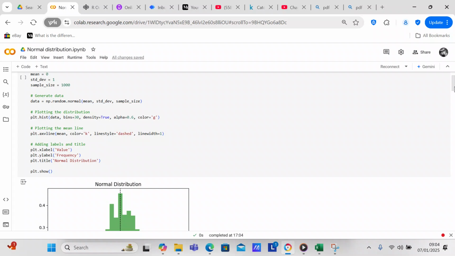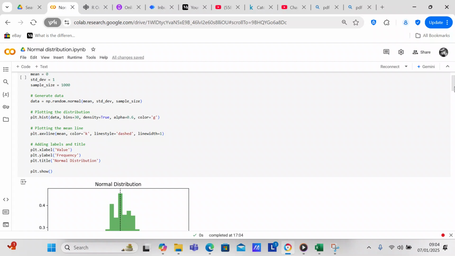But now if you just typed print data, then it would just give you all of the values. What we want to do is plot the data because we want to visualize it. So that's where matplotlib.pyplot comes in handy.